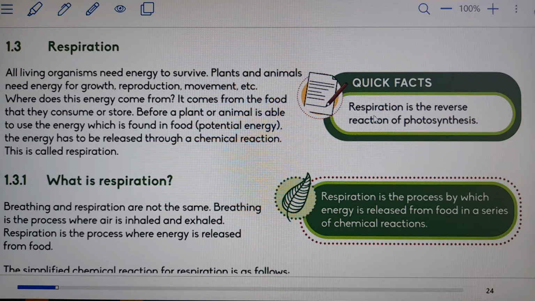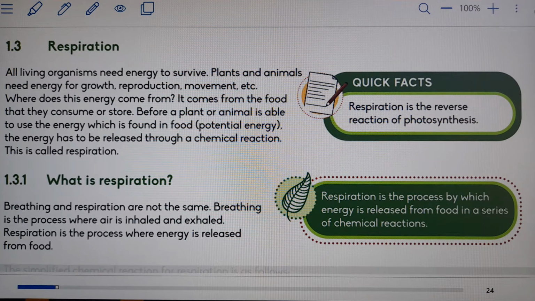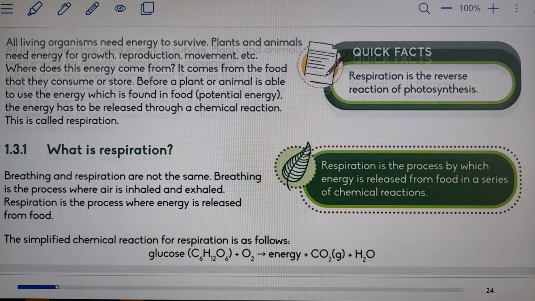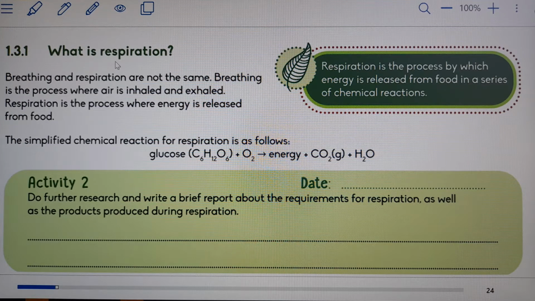Respiration. Now they say in quick facts there, respiration is the reverse reaction of photosynthesis. Is it? Okay, let's hear. Because we know in photosynthesis, we form food and release oxygen. So what is this reverse? Then under 1.3.1, they ask again the question, what is respiration?